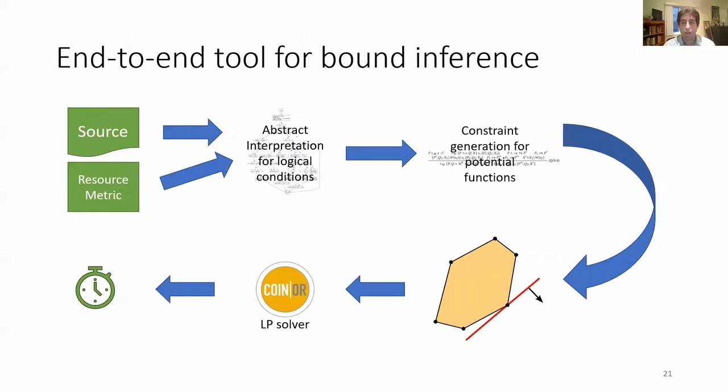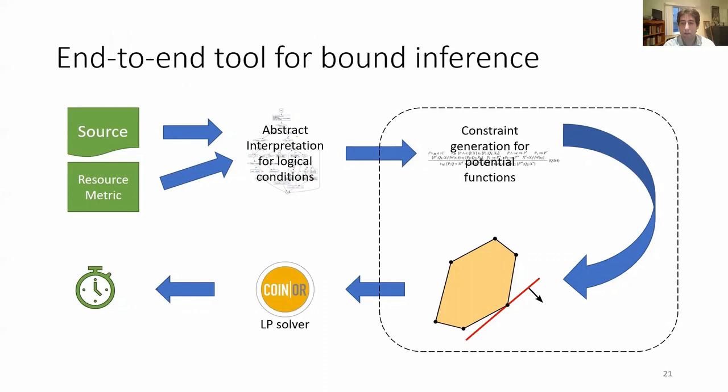The tool takes in a CUDA kernel and a resource metric. We perform an abstract interpretation to compute the logical conditions, including, for example, when a warp might diverge. We also convert the CUDA kernel into a lower level representation that can be read by Absinthe and is annotated with the cost of each operation. Then we hand this off to Absinthe, which generates constraints for the potential functions using the inference rules, and solves them using an LP solver.